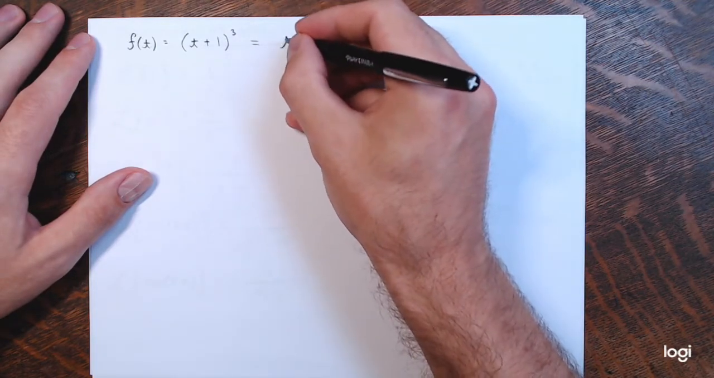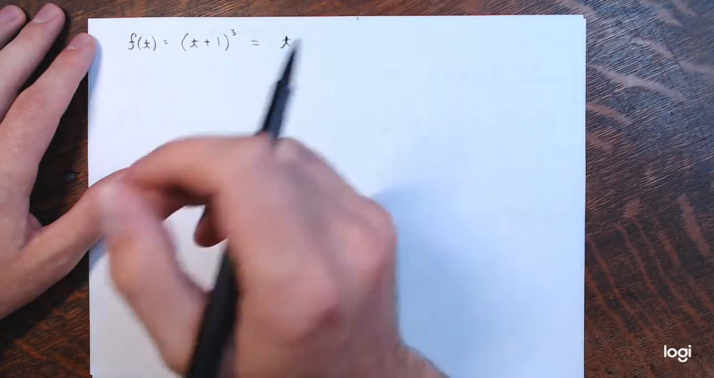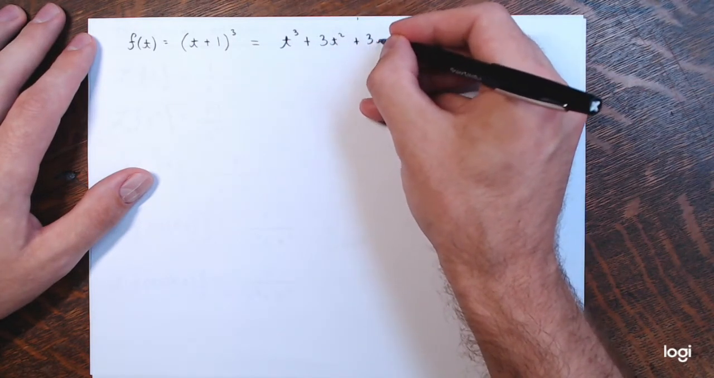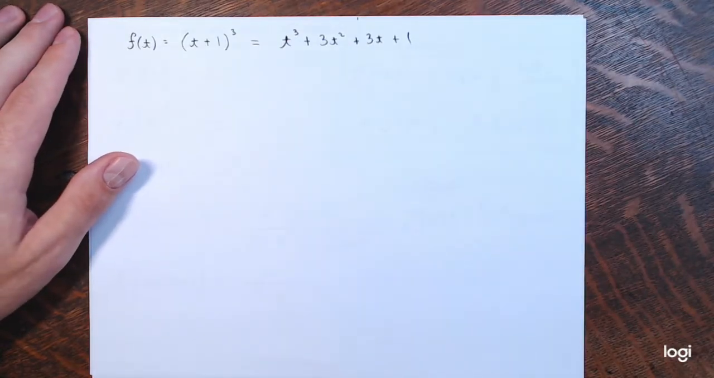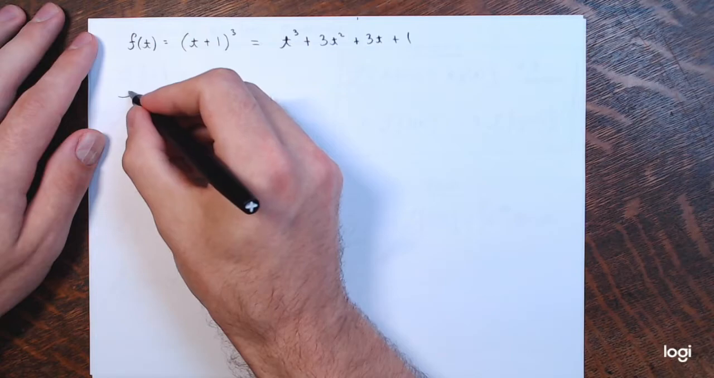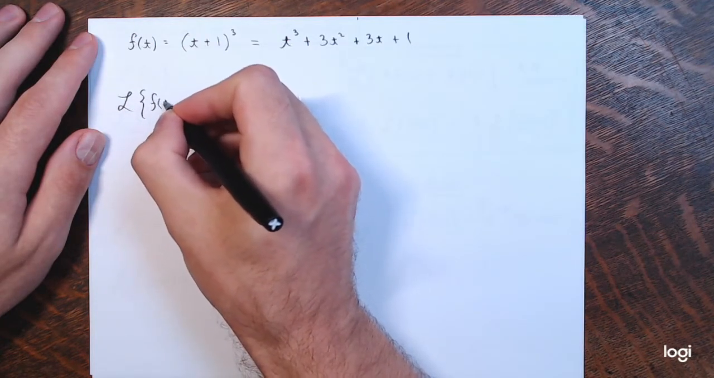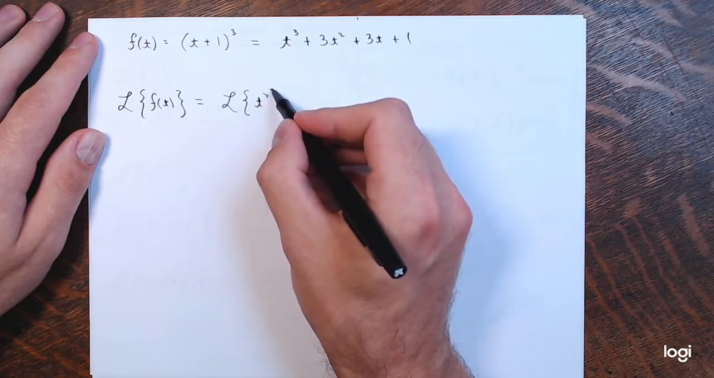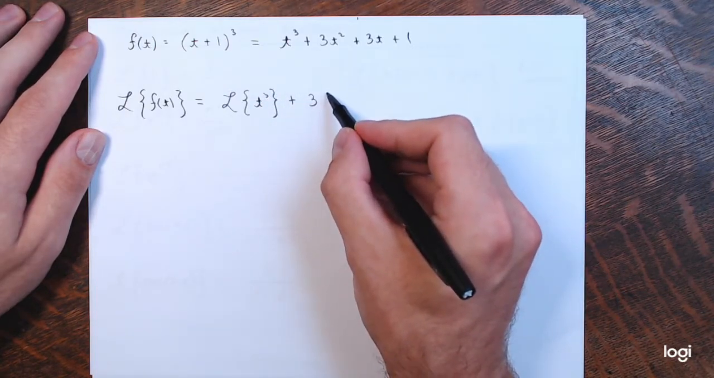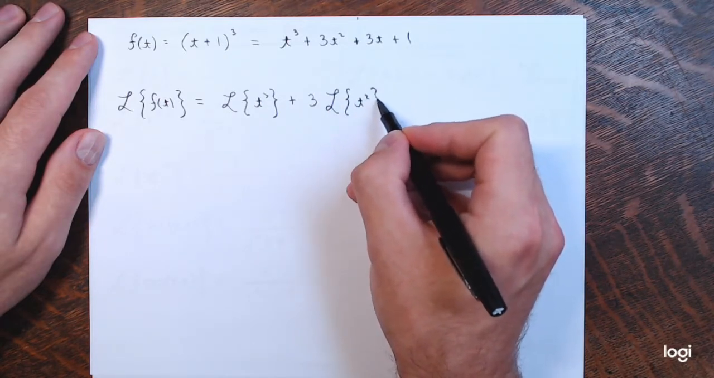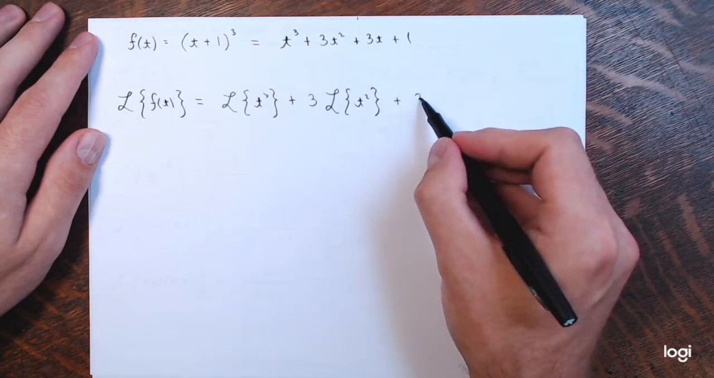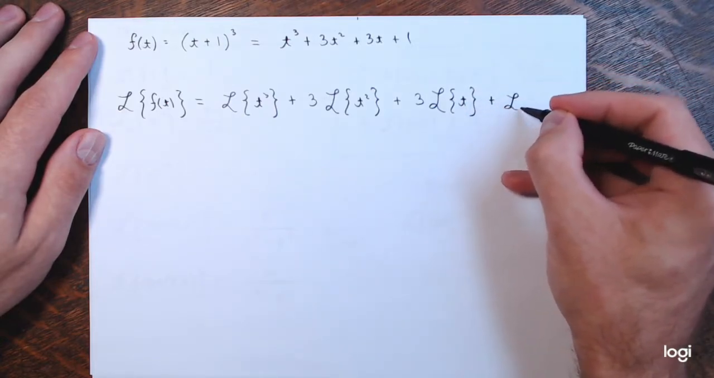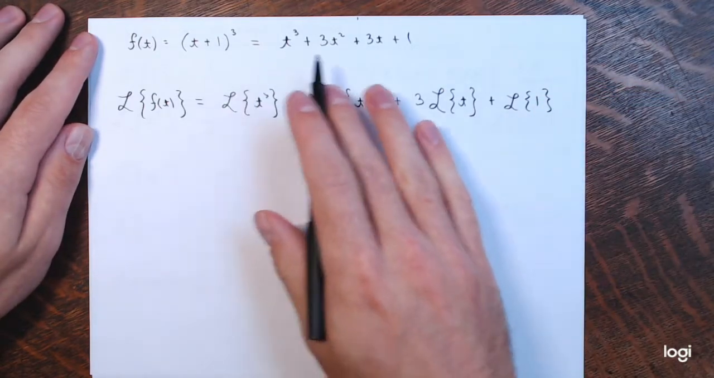Now t plus 1 cubed, you can do this for yourself. Do t plus 1 times t plus 1 times t plus 1. Or if you remember the binomial theorem, you get t cubed plus 3t squared plus 3t plus 1. That's the expansion of t plus 1 cubed. So then the Laplace transform of this function is going to be the Laplace transform of t cubed plus, and pull the constant out, 3 times the Laplace transform of t squared plus, and pull the constant out, 3 times the Laplace transform of t to the first plus the Laplace transform of 1. Just using that linearity property, going term by term, pulling constants out.